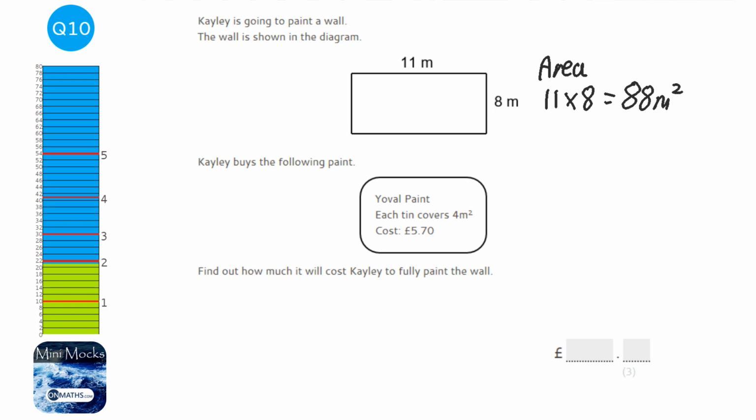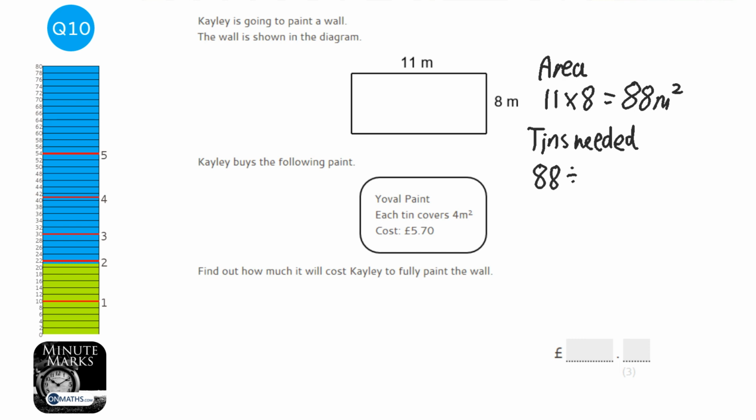Now it says each tin covers 4 meters squared. So we need to work out how many tins we need. Tins needed. Okay, so I need to do 88, which is the amount I need to cover, divided by 4, because I know each tin will cover 4 meters squared of wall, and I've got 88 meters squared to cover. So what I can do is work out how many 4s there are in 88.